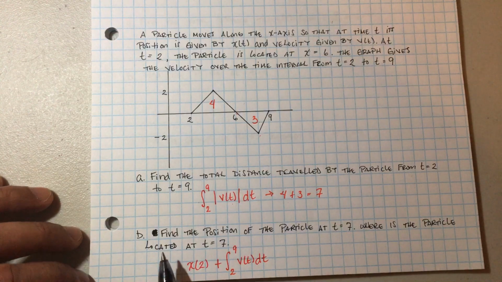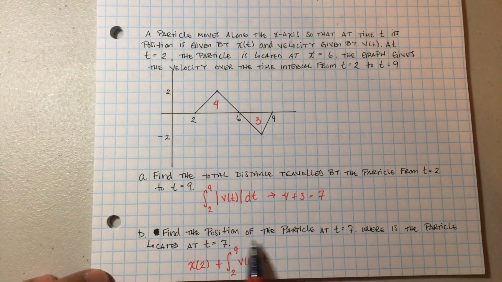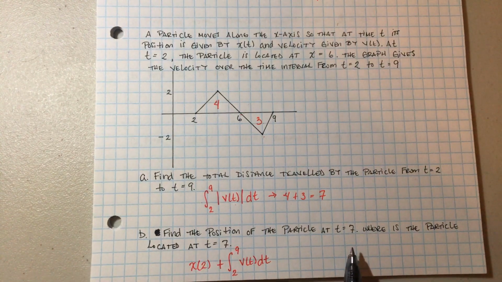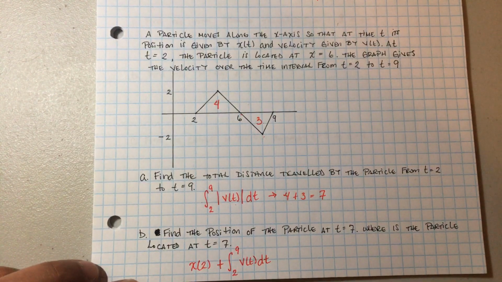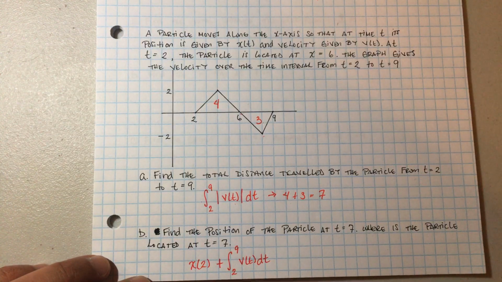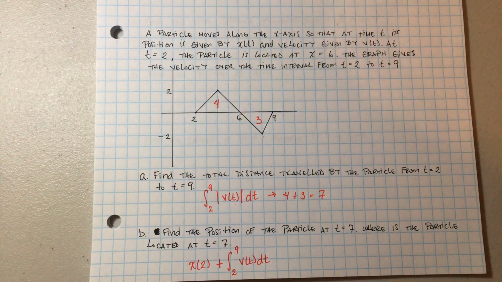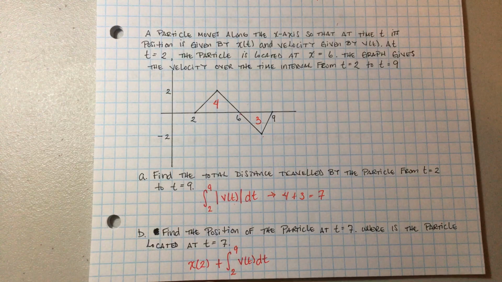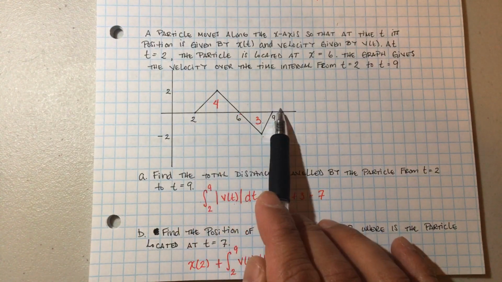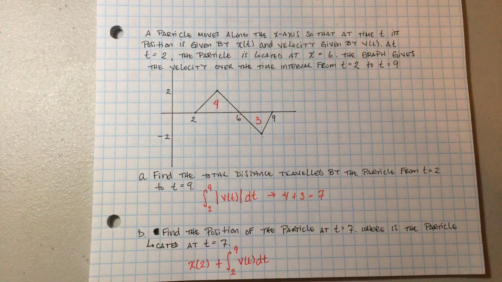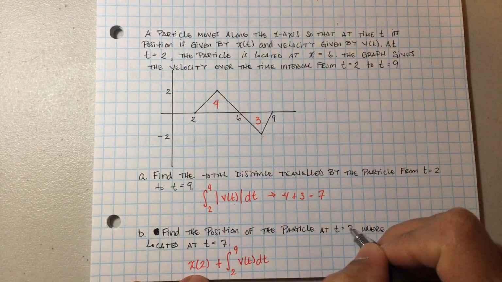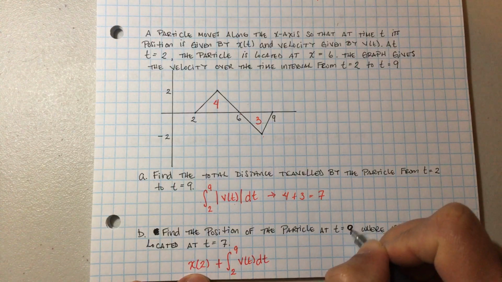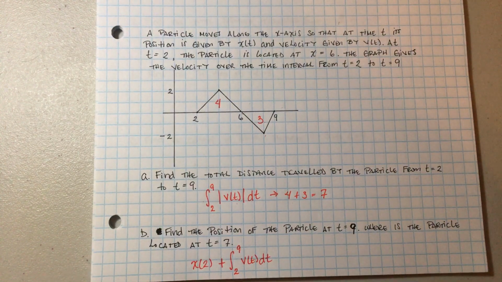All right, letter B. It says find the position of the particle at t equals 9. Where is the particle located at t equals 9? That's what it's basically asking you. So essentially, you want to integrate velocity. They give us this graph, and it goes from 2 to 9. Actually, this should be 9. Sorry, guys, I was looking at another problem. At t equals 9, where is it located?